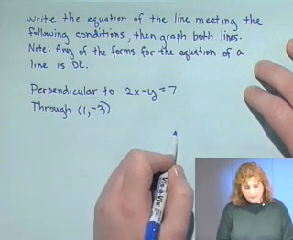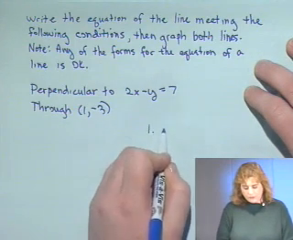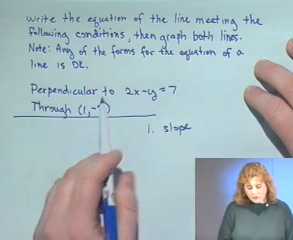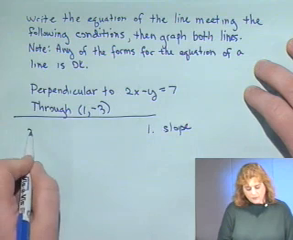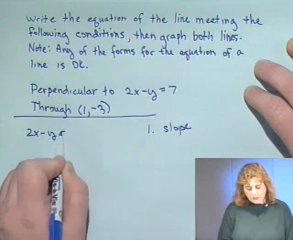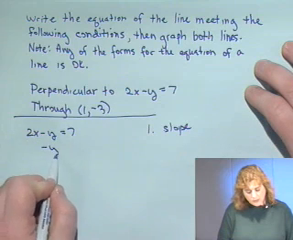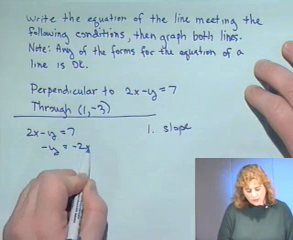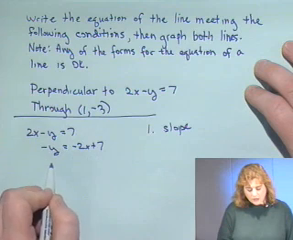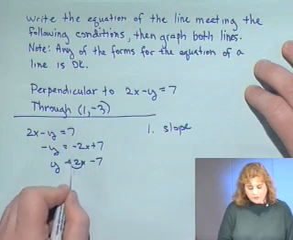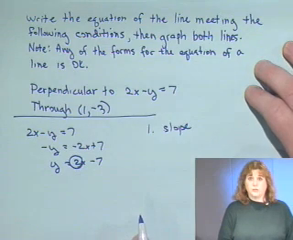So once again, our first move is to find our slope. So I'm going to rearrange this reference line, 2x minus y equals 7, into slope-intercept form. So negative y is negative 2x plus 7, and changing all the signs, y is 2x minus 7. So the slope of my reference line is 2.